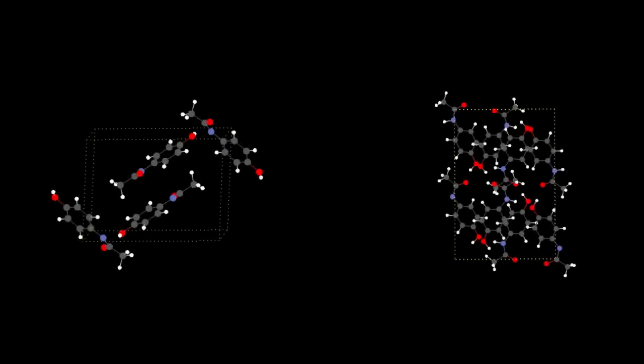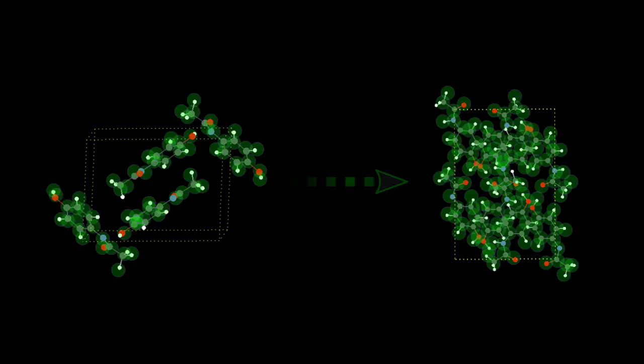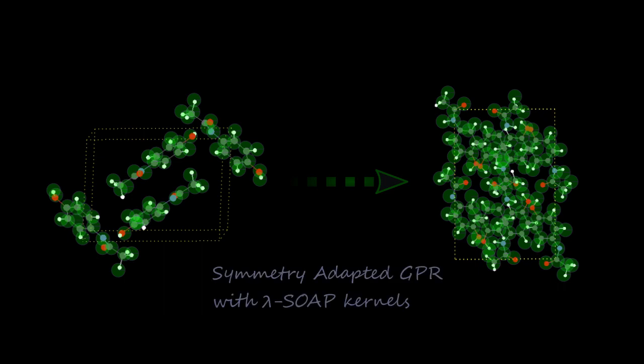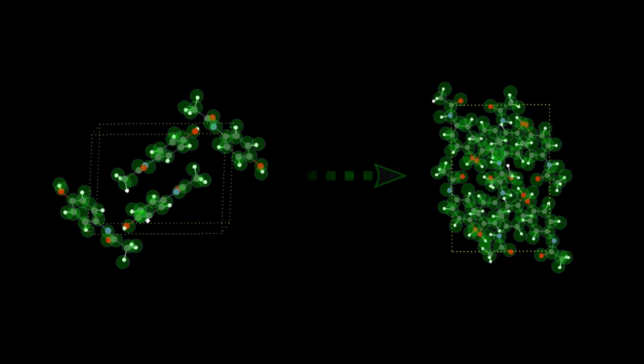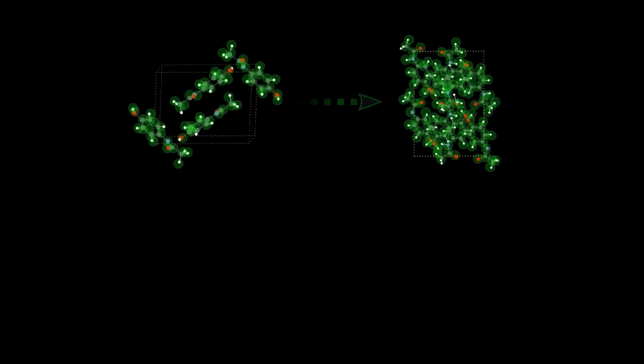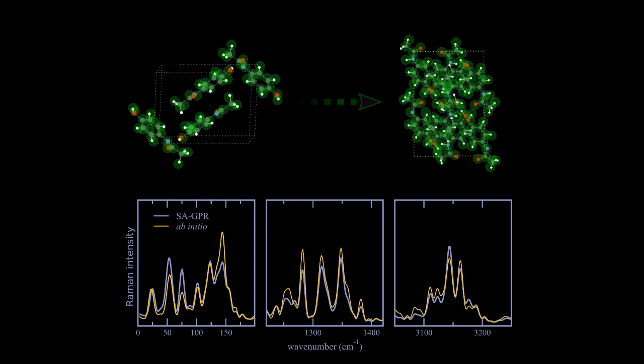Finally, instead of having to retrain our models each time a new polymorph is encountered, we exploit the similarity of the atomic environments in this kind of crystals. By using a symmetry-adapted GPR with lambda-SOAP kernels, based on the smooth overlap of atomic positions, we're able to extrapolate the polarizability of a given polymorph based on the sole knowledge of another polymorph, and also get confidence intervals on our predictions, hence demonstrating the transferability of this model.